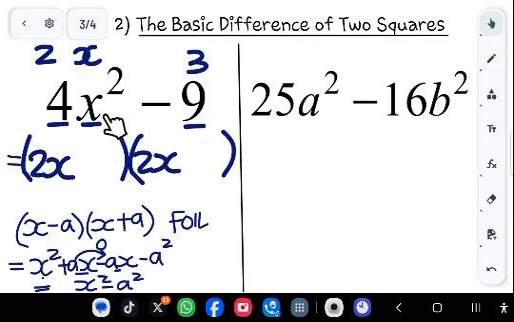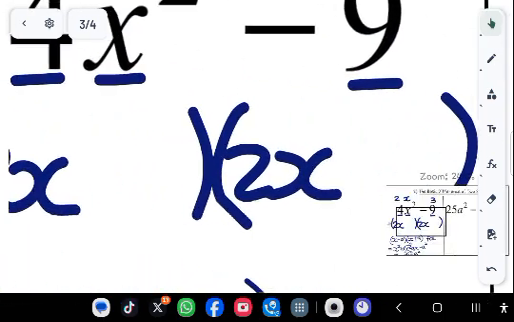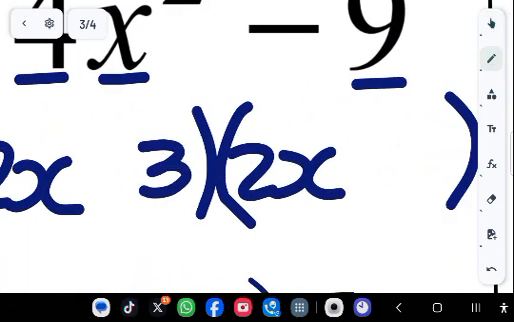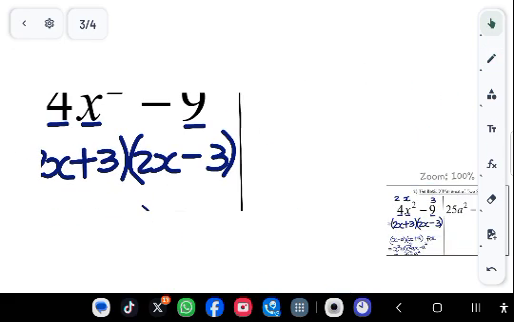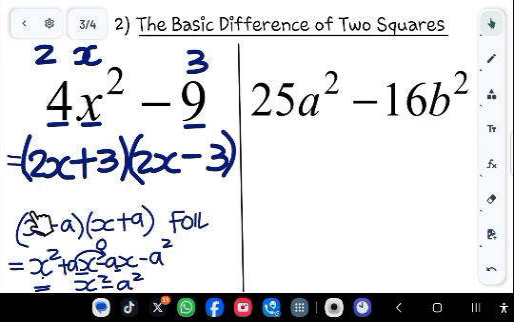And in the last terms of each bracket, you put the square root of the second square. And that will be 3 in this case. And in one, you simply put plus, and in the other, you simply put minus. Why? Because then when you add the middle terms together, they will give you a 0, which leaves you with simply the square of the first term minus the square of the last term. And that's how you do it.